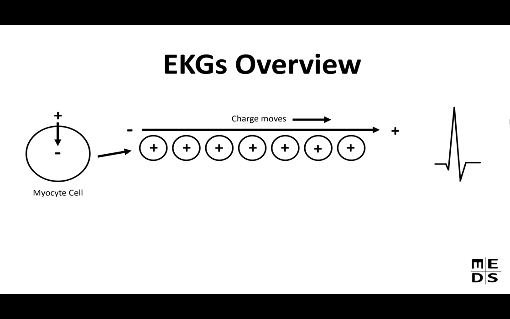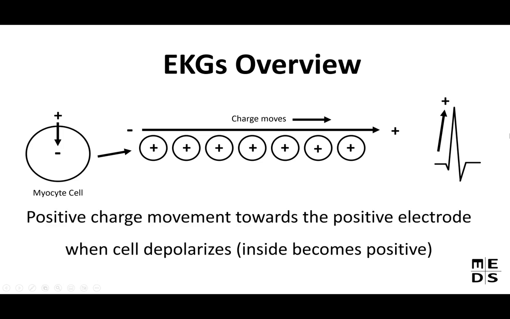You can see on the right here I have a little diagram that shows that as this positive charge comes from the right to the left, it's going to pick this up. As this propagation of positive charge moves between the two electrodes, this is what's causing this deflection up. And if it were going the other direction, it would go down. So when it's going from left to right, this positive charge moving in this direction is going to have a positive deflection on the EKG. Essentially what I just said: positive charge movement towards the positive electrode when it depolarizes. Inside becomes positive.